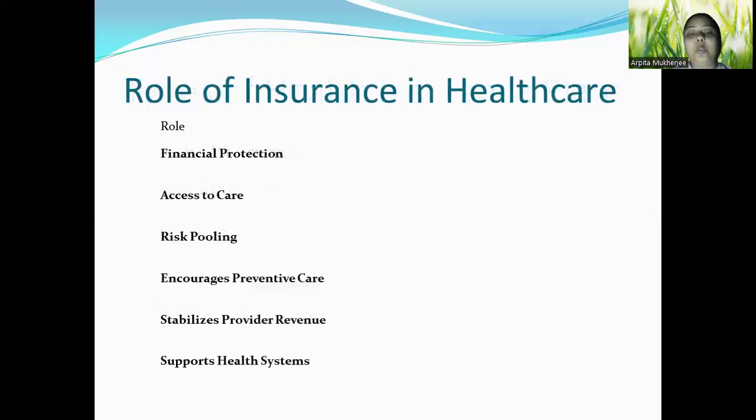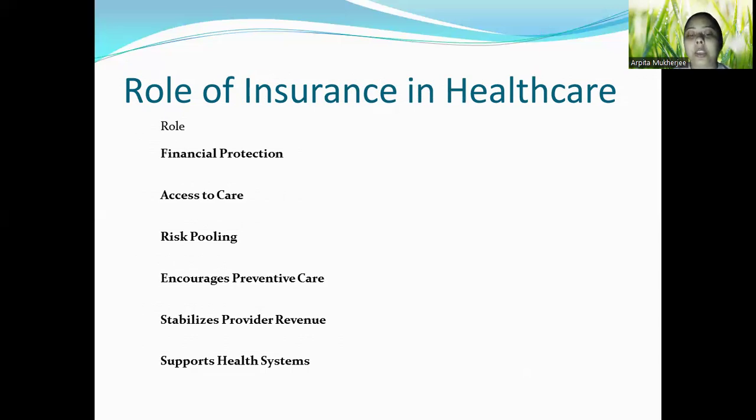So the different roles of insurance in the healthcare sector are: first is financial protection. It covers the cost of medical treatment, hospitalization, surgeries, etc. Access to care: it encourages timely use of healthcare services due to reduced out-of-pocket cost. Risk pooling spreads the financial risk of illness among a large group of people.